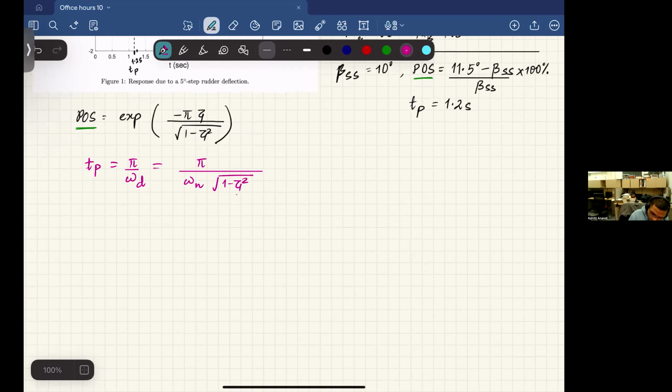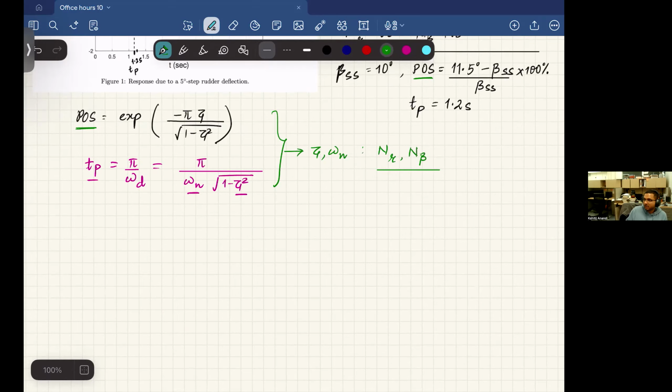So go ahead, calculate zeta. You know the peak time. Go ahead and calculate omega n. Now once you have zeta and omega n from here, it's a straightforward job to get n r and n beta.